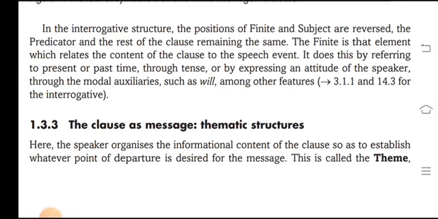the same. The finite is the element which relates the content of the clause to the speech event. It does this by referring to present or past time through the tense, or by expressing the attitude of the speaker through modal auxiliaries such as will, among other features.